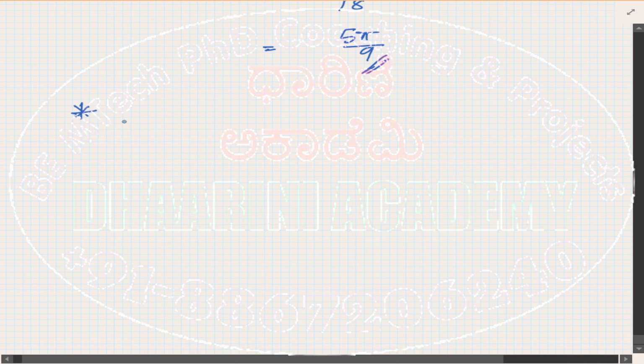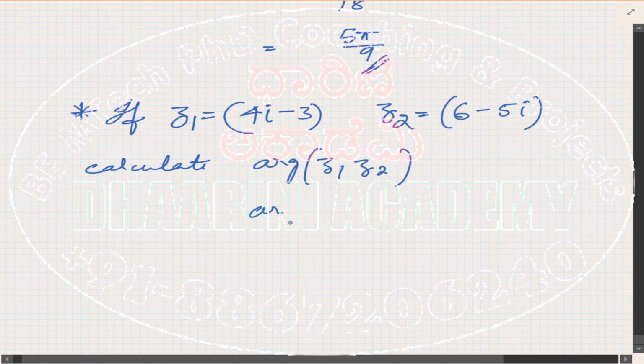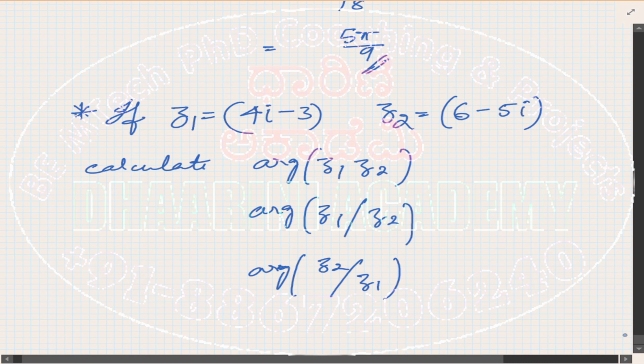Okay, so next question. If Z1 is equal to 4i minus 3 and Z2 is equal to 6 minus 5i, calculate argument of Z1 Z2, argument of Z1 by Z2, and argument of Z2 by Z1.